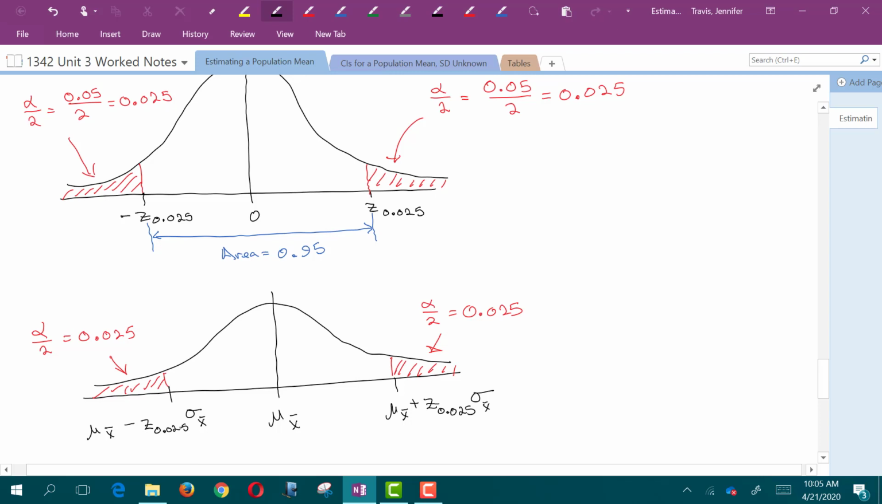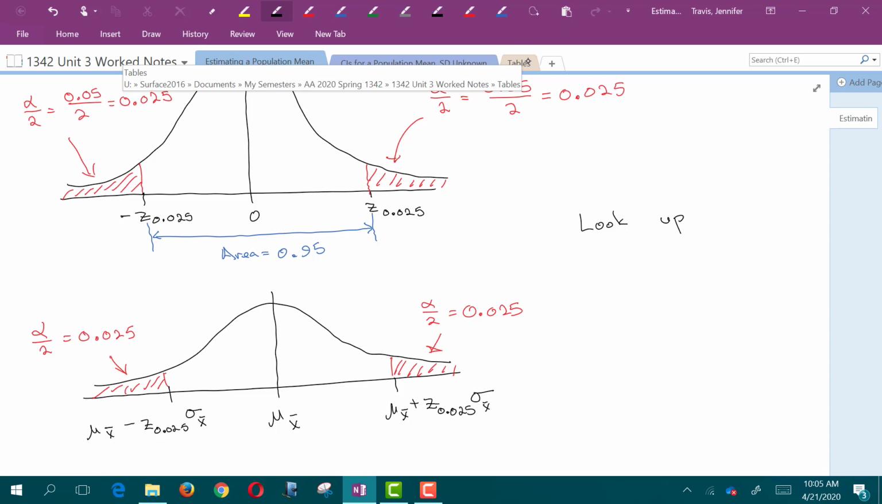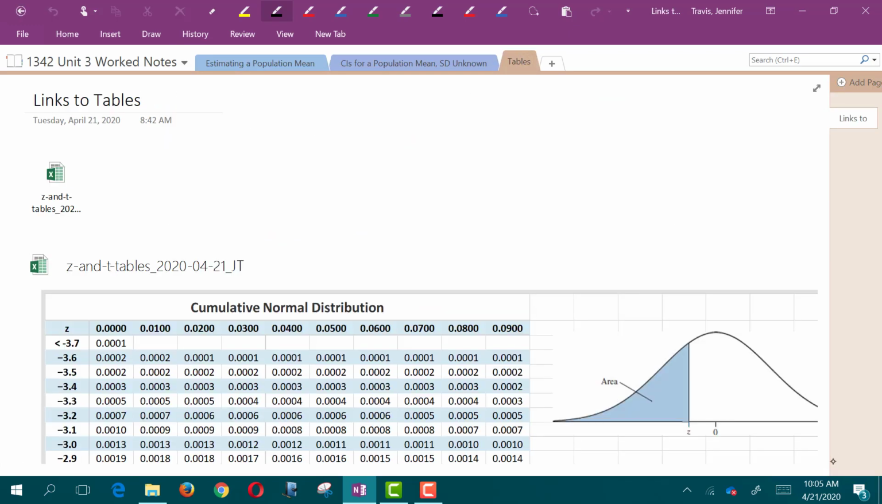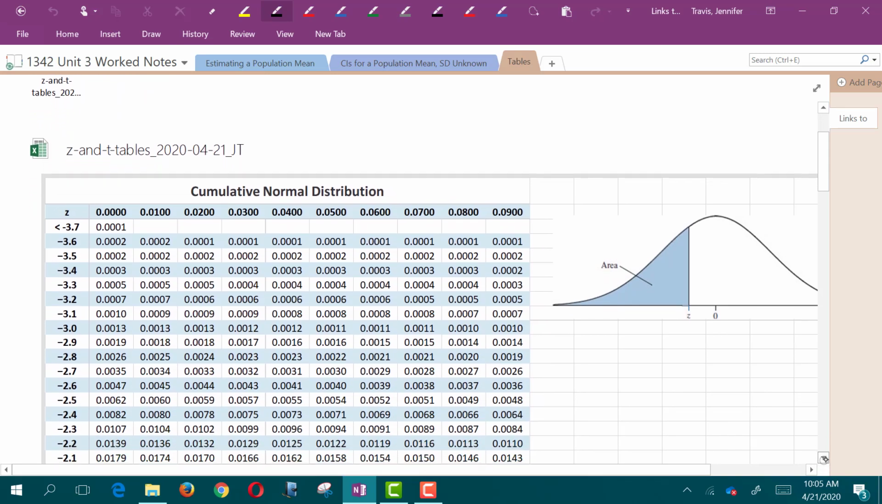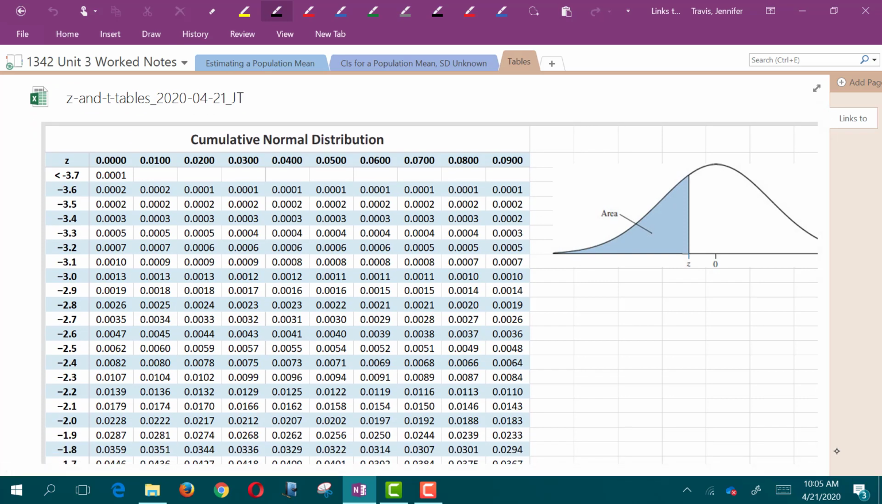Okay, so now we need to figure out what the z.025 is. So we're going to look up in our normal table. Depending on what kind of normal table you have, there are different ways it can be done. Okay, let's look at this one. The way the book I'm currently using in this class lays out their table is like this.